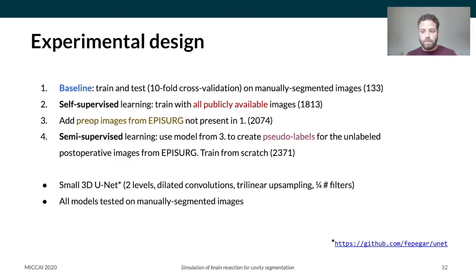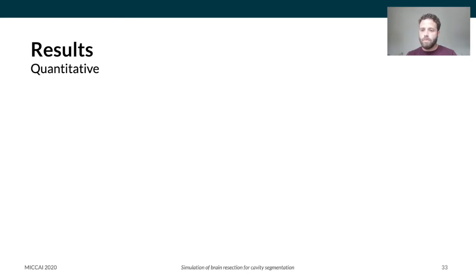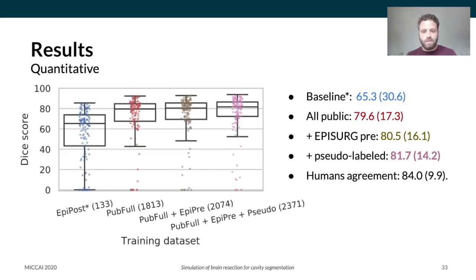We use the same custom implementation of a small 3D U-Net for all the experiments and test all models on the manually segmented images. We found that the baseline model performed quite poorly with a median Dice score of 65. Training using a larger simulated dataset, we obtain a median Dice score of 80, which is a statistically significant improvement with respect to the baseline. Adding the pseudo-labeled images resulted in a marginal improvement, obtaining a Dice score of 82. We can see that the scores for all models and the inter-rater agreement are within the same range, except for the baseline.